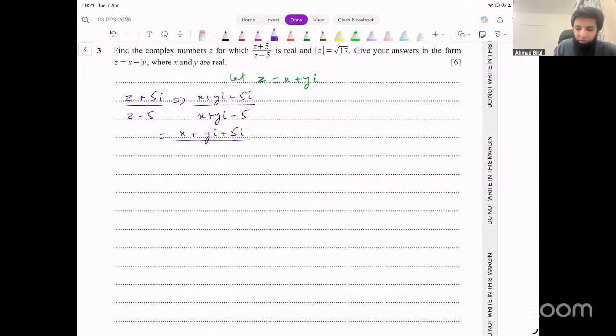In the denominator, however, x minus 5 is the real part and y iota is the imaginary part. So when we multiply and divide by the conjugate, what is the conjugate going to be? Conjugate of the denominator: the real part remains the same, that means x minus 5 remains the same. Change the sign of the imaginary part, that's minus y iota. Both multiply and divide by this number. Multiply and divide by the conjugate of the denominator.